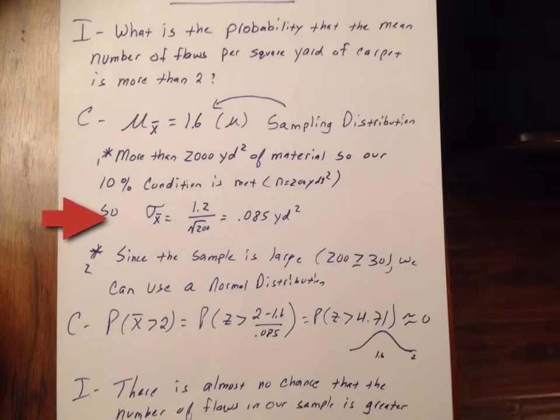So if that's true, which it is, then the standard deviation of x bar is equal to 1.2 divided by the square root of 200, which is our square yards, which is 0.085 flaws per square yard. And the second condition, since the sample is large enough, remember the central limit theorem, it's larger than 30, 200 is larger than 30, we can use a normal distribution. Our conditions are good, so we're good to go.